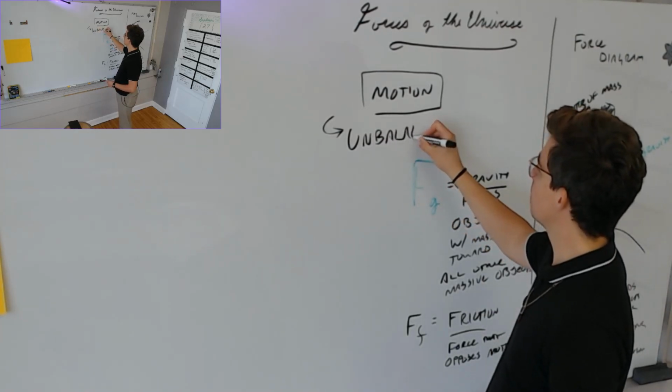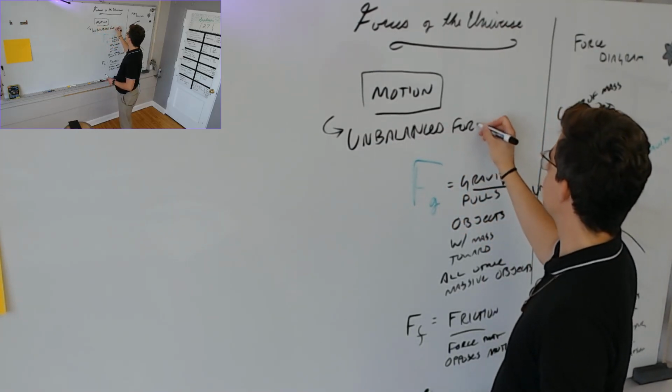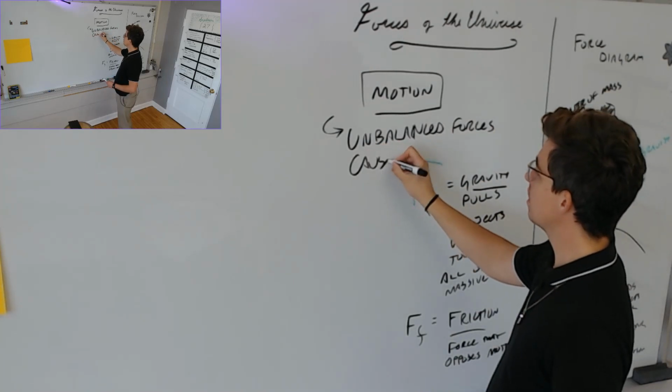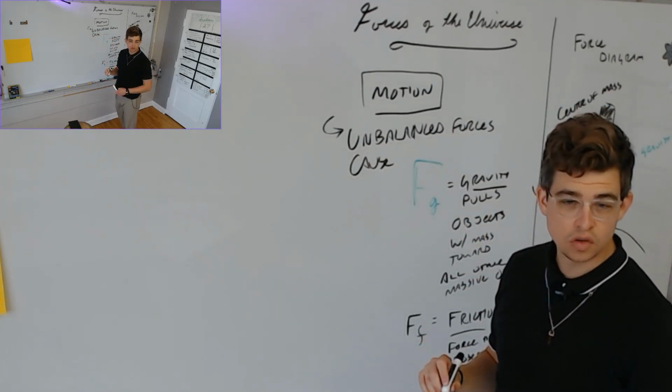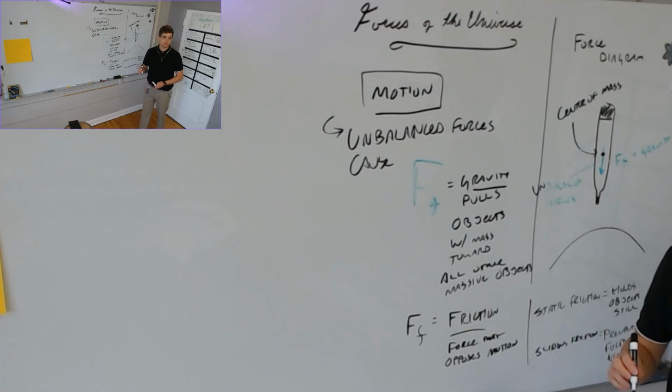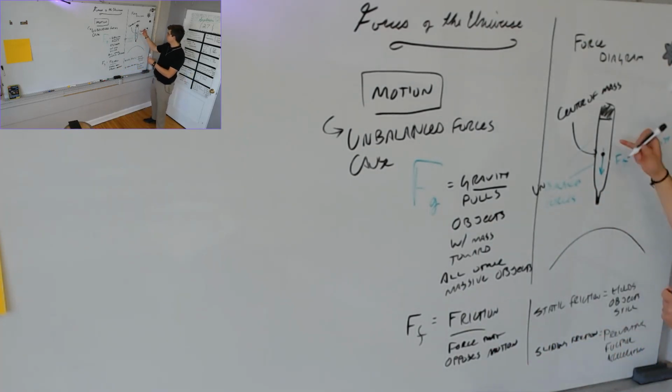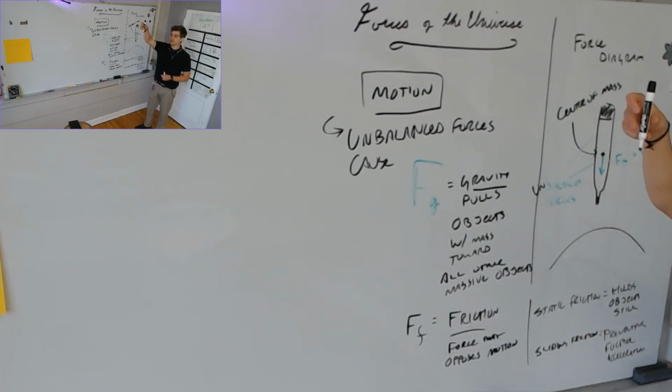So let's put it this way. Unbalanced forces cause what? Do they cause motion? Now check it out. If that's true, so first of all, at this point it is causing motion. It would cause it to fall.